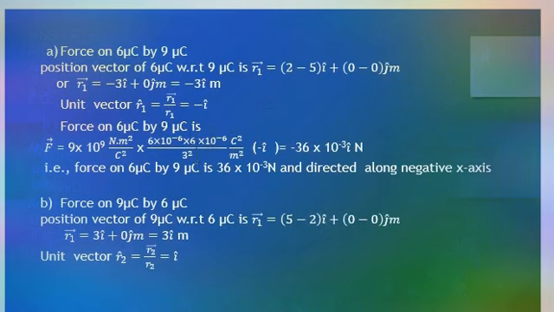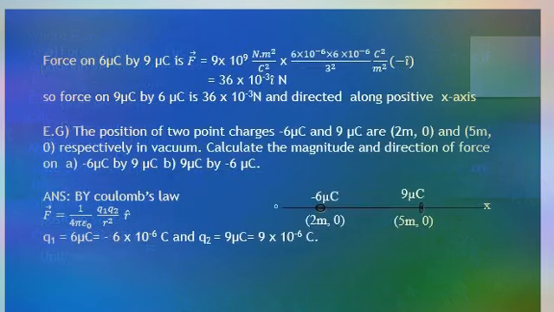So the force, if you use the proper values, is 36 into 10 to the minus 9 into minus i Newton. That means the force on 6 microcoulomb by 9 microcoulomb is 36 into 10 to the minus 9, directed along the negative x-axis. Obviously there is a minus sign. So similarly you can calculate the force on 9 microcoulomb by the 6 microcoulomb. Obviously the magnitude is the same, but the direction is opposite. Clear? And we have shown it here, which is along the positive x-axis.